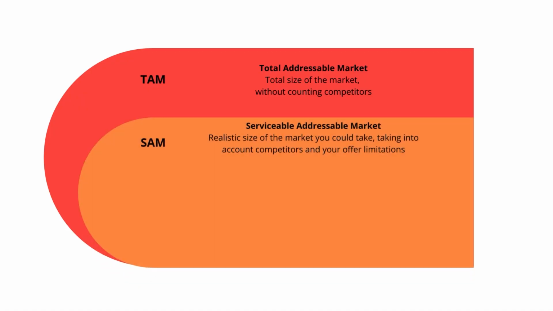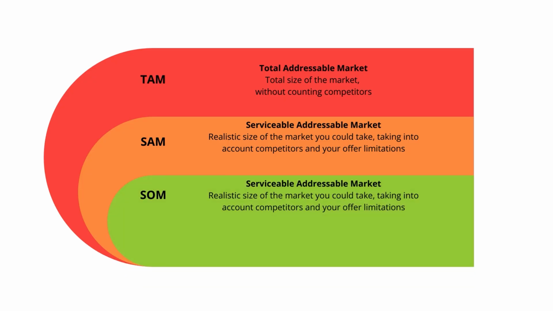The next stage would be SAM, Serviceable Addressable Market. This one defines the more realistic size of your market and is constrained by things like what is the competition out there, what are the product capabilities that you offer, and what is the niche that you are going to be serving. So let's say, for example, my product is not for all project managers, but for project managers working in software products. The next stage is SOM, Serviceable Obtainable Market.